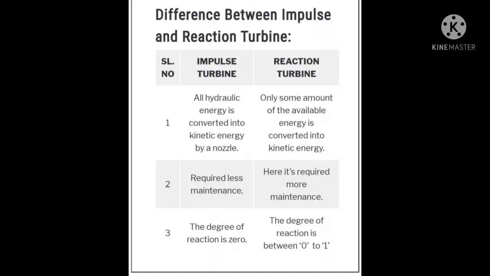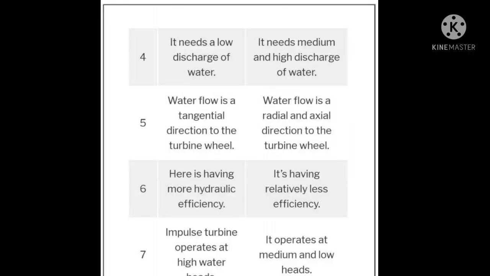Difference between impulse and reaction turbine. Impulse turbine: all hydraulic energy is converted into kinetic energy by a nozzle. Requires less maintenance. The degree of reaction is 0. Reaction turbine: only some amount of the available energy is converted into kinetic energy. Here it requires more maintenance. The degree of reaction is between 0 to 1. It needs a low discharge of water.